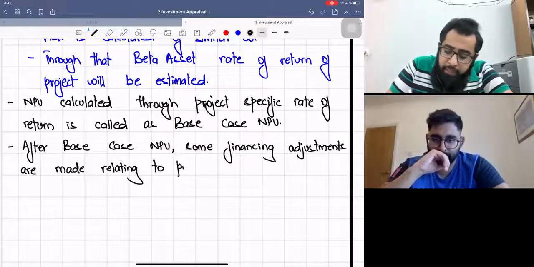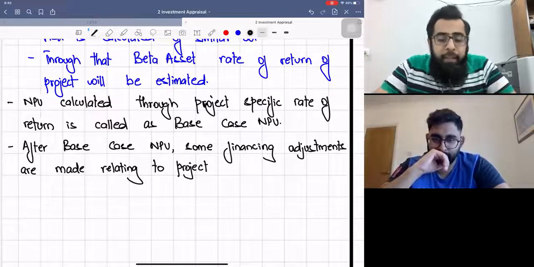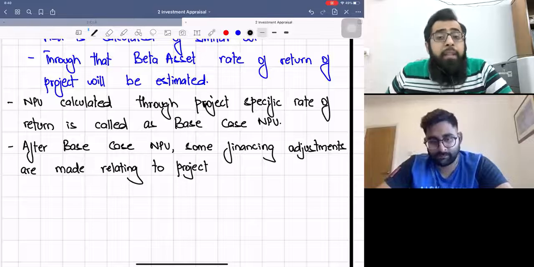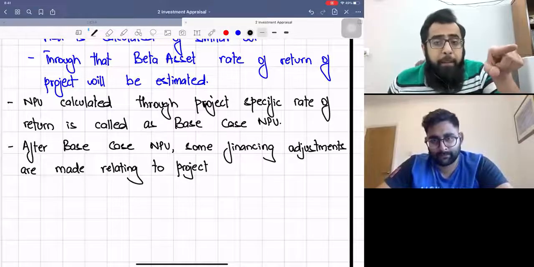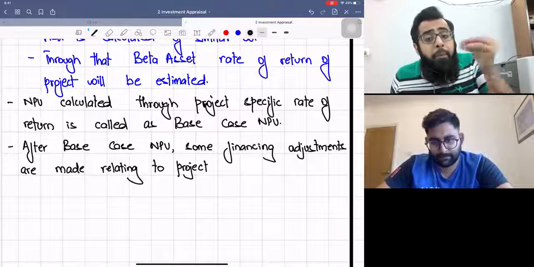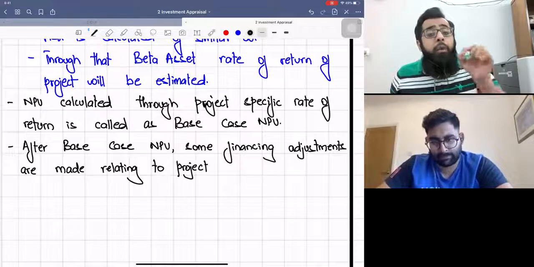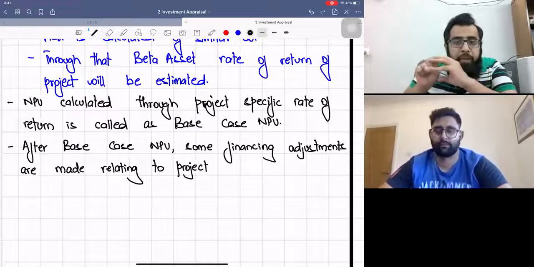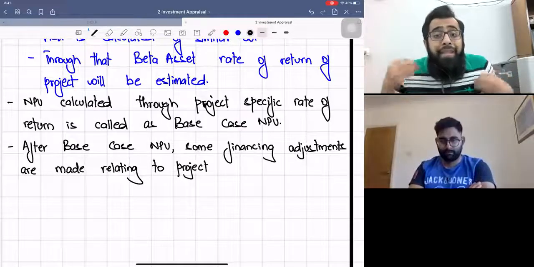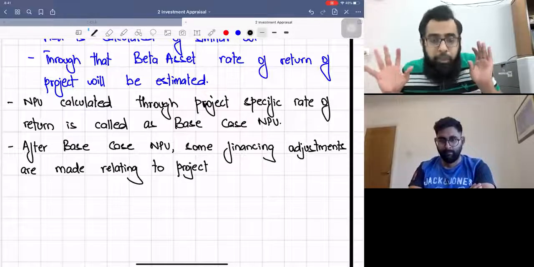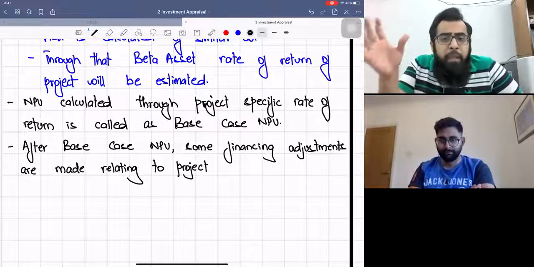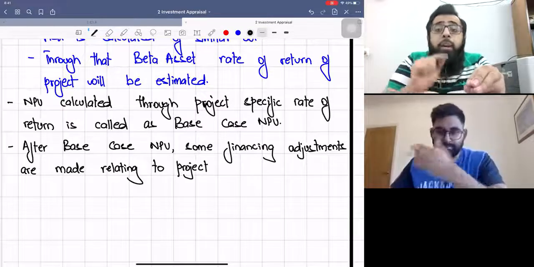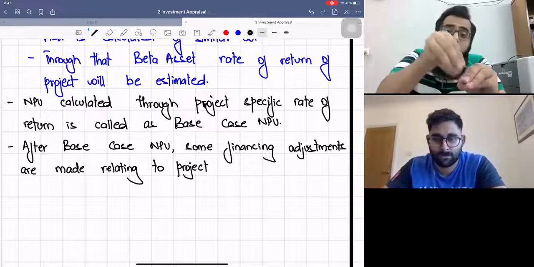Now, basically, the concept of the APV is that the company will raise the funds from the market. Okay, and the company will provide these funds to the project according to the risk of the project. I'm repeating it again. The company will take the funds from the market, whatever rate the company gets. That is the goodwill of the company. Maybe expensive, maybe cheaper. The company will take the funds from the market, maybe debt, maybe equity, whatever the company wants to do. And then the company will invest in the project according to the risk of the project.